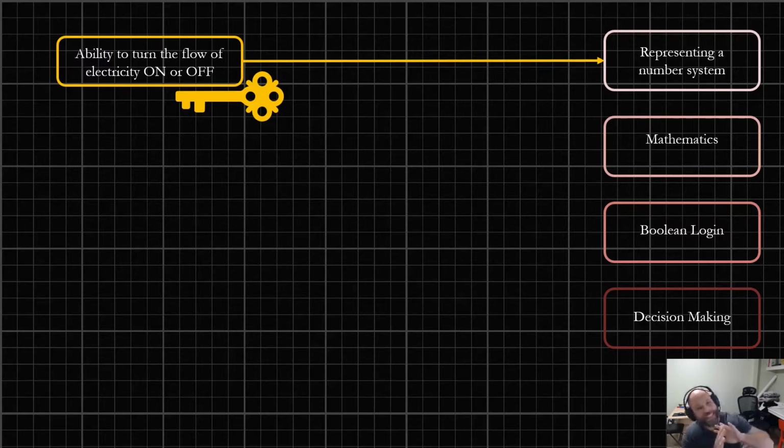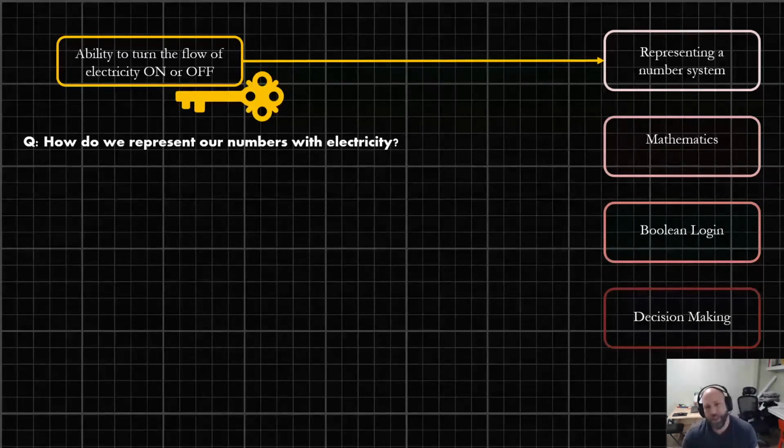Pretty much the entirety of this course was us on the precipice to get to this point, to understand this concept. I hope that you recognize that that's extremely important. If not, I'm sure you will in the next couple minutes. So let's start with numbering systems. How do we represent our numbers with electricity?